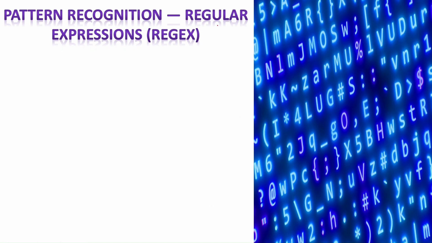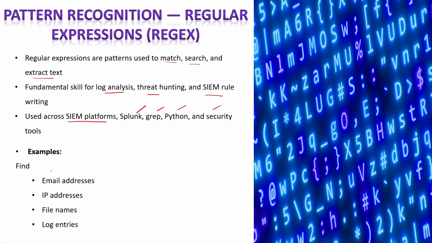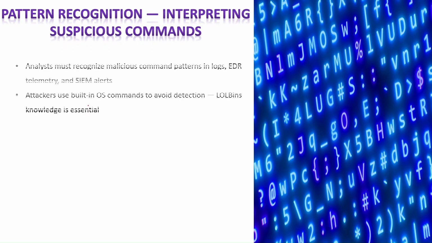Next is pattern recognition with regex, or regular expressions. So regular expressions are patterns used to match, search and extract text. These are fundamental skills for log analysis, threat hunting and SIEM rule writing. Regex is used across SIEM platforms such as Splunk, and in grep, Python and security tools. Examples include finding email addresses, IP addresses, file names and log entries. Some analyst use cases include SIEM searches, log analysis, and threat hunting.